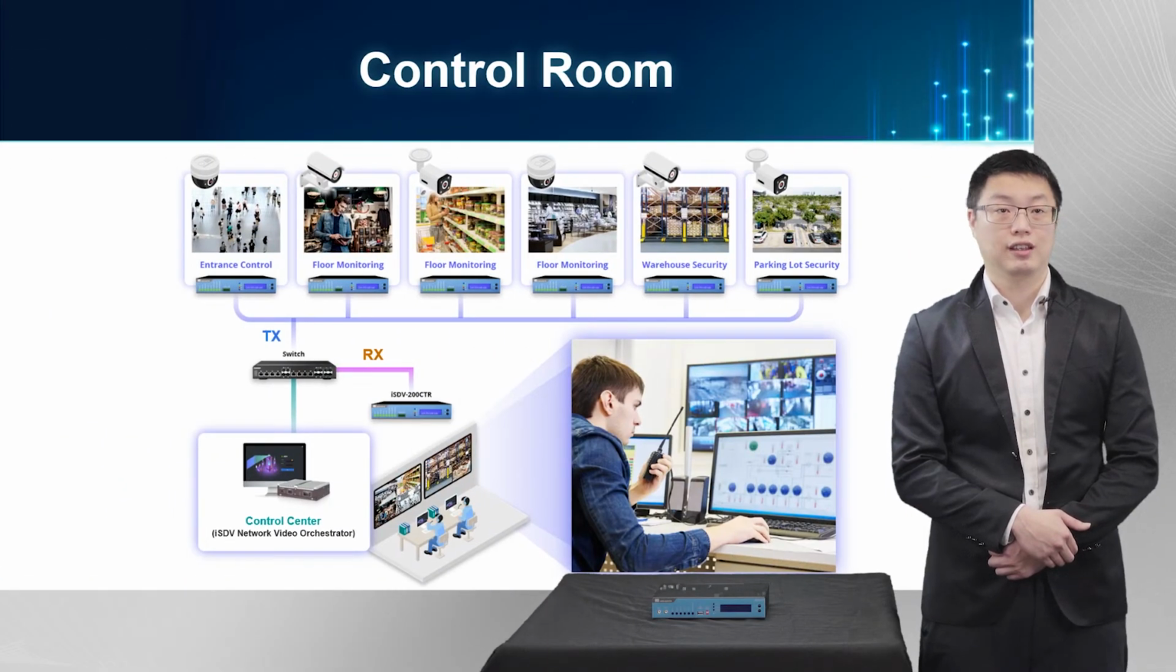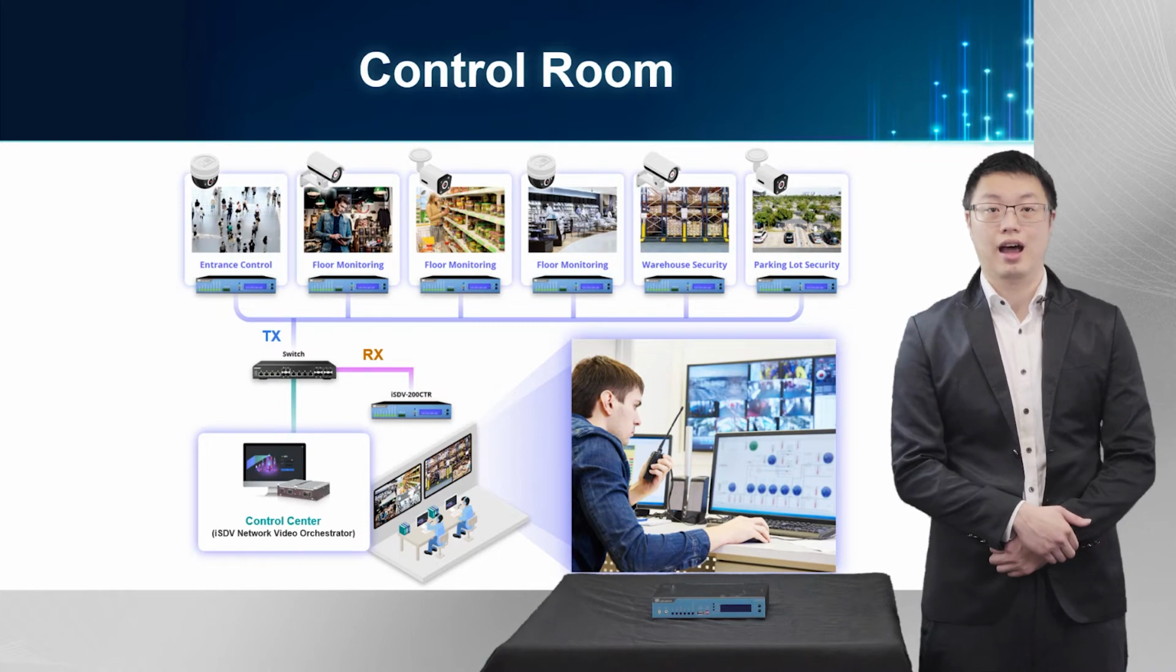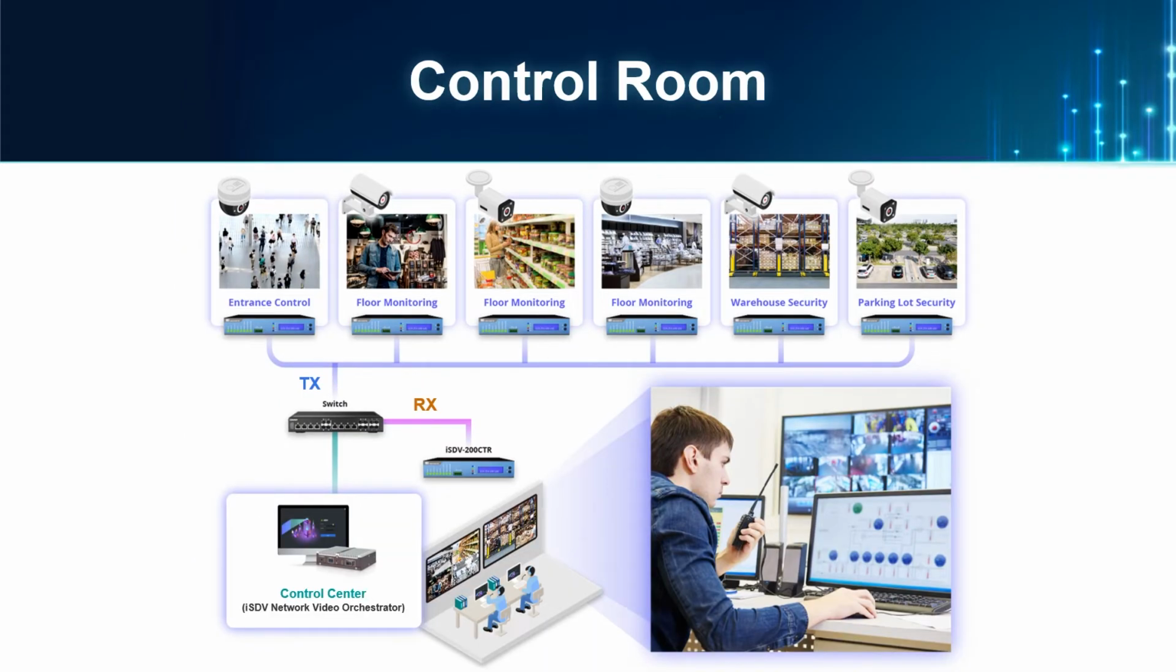For the surveillance system, ISDV features uncompressed and high-resolution image transmission, and the friendly software UI could manage multiple cameras on a few monitors easily. It allows users to obtain real-time status and monitor different regions in order to provide help and response on time.